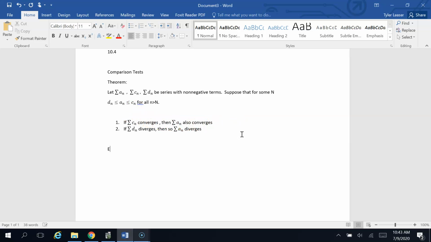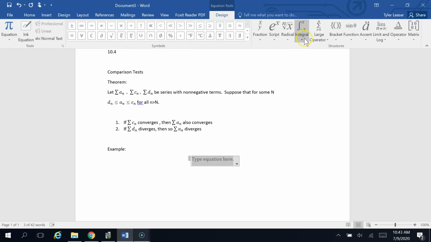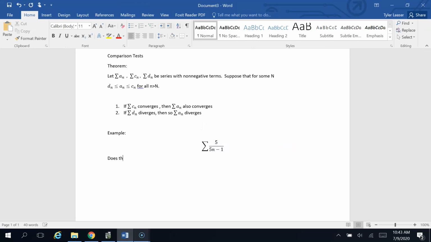Let's look at a couple of examples of using this. I will say that this comparison test here is not one that we are going to use a lot moving forward, mainly because it's difficult to find sequences to use. We will use it some, though. So here's an example of using one. Here we have the sequence 5 over 5n minus 1. And we just want to know, does this converge or diverge?